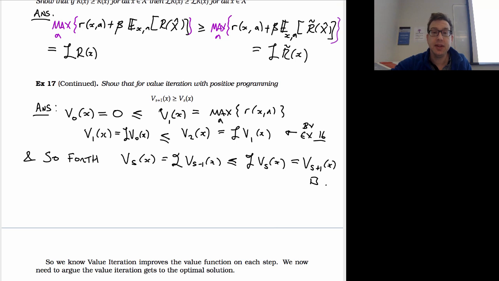So that's good. That means that value iteration is somehow doing the right thing. We come up with policies and they're improving.